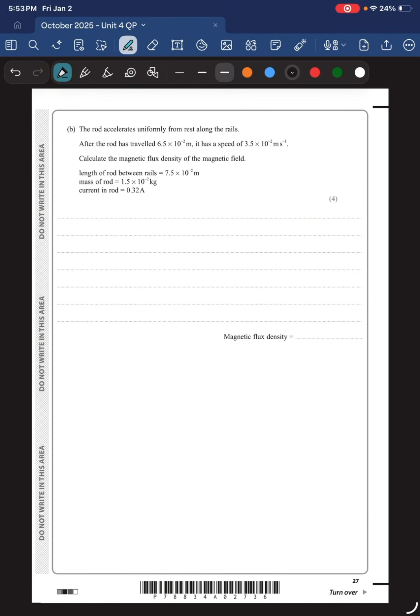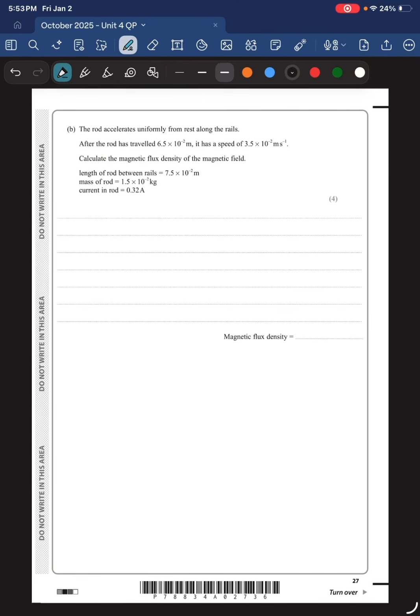Okay, the rod accelerates uniformly from rest along the rails. After the rod has traveled 6.5 times 10 to the negative 2 meters, it has a speed of 3.5 times 10 to the negative 2 meters per second. Calculate the magnetic flux density of the magnetic field.